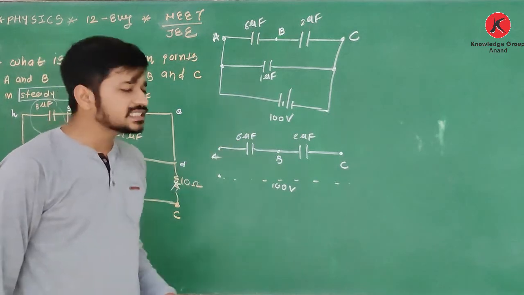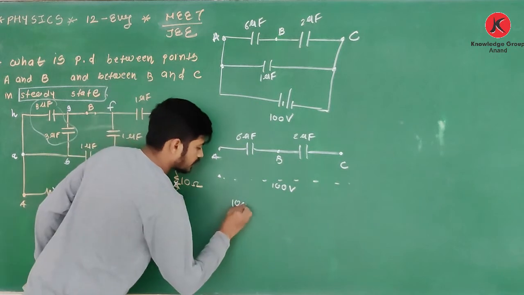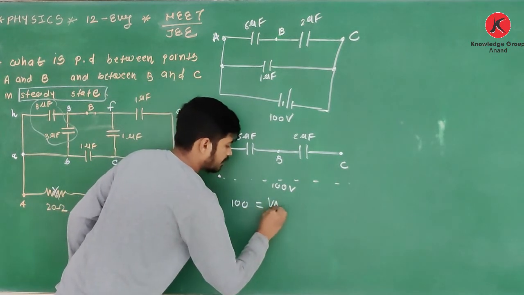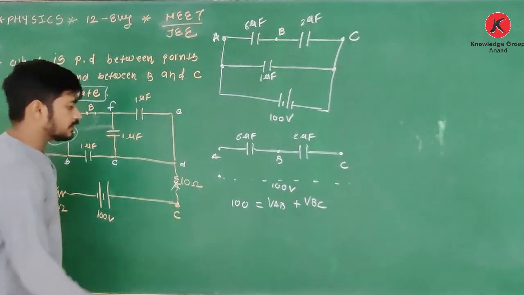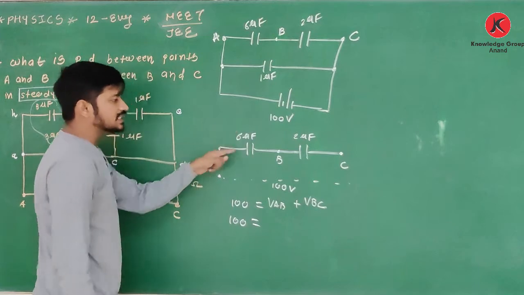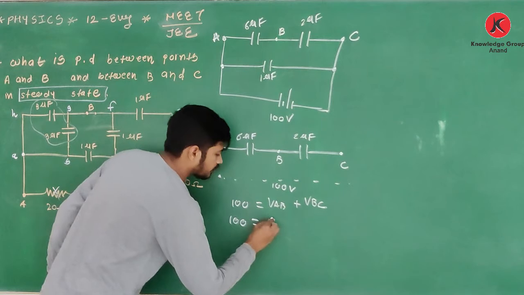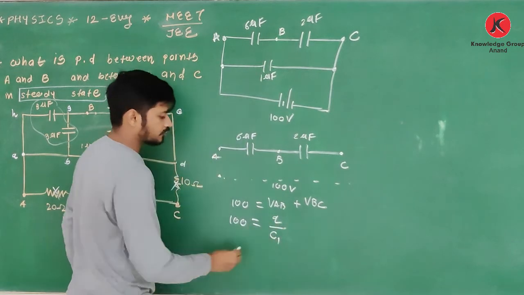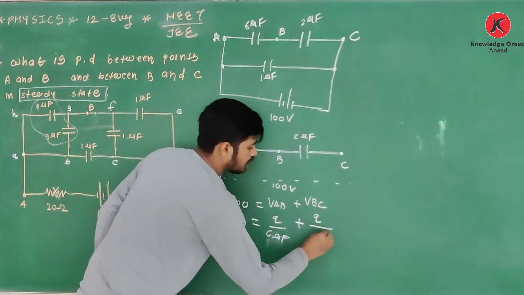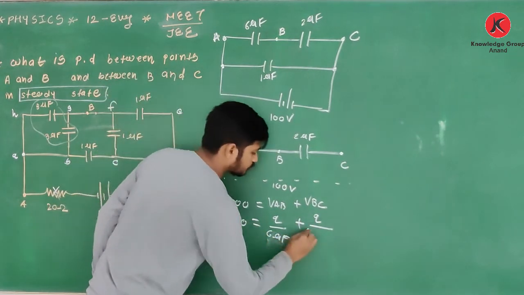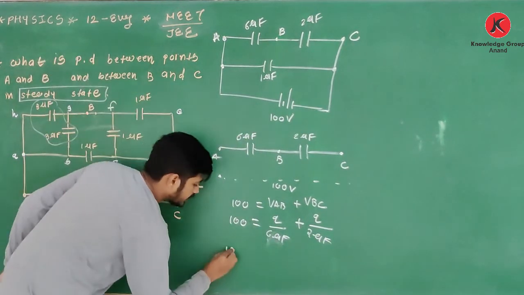These two capacitors are in series connection and the potential difference across them is 100 volt. So I can write 100 volt is equal to VAB plus VBC. So 100 is equal to, yes, charge in series connection is the same. V is equal to Q upon 6 microfarad plus Q upon 2 microfarad. Simple.